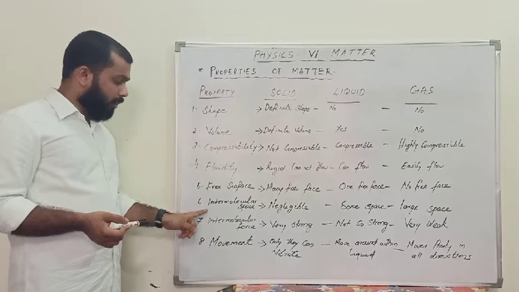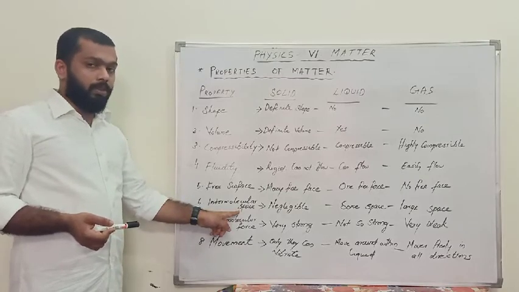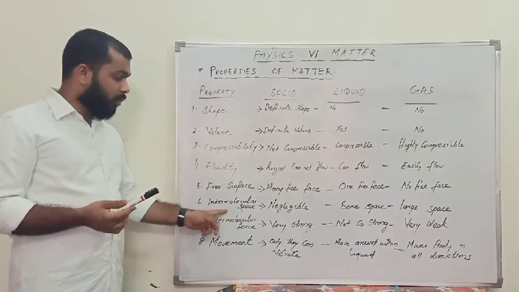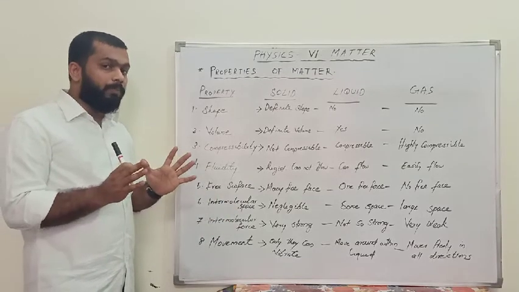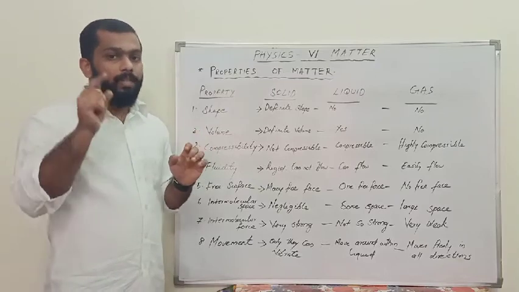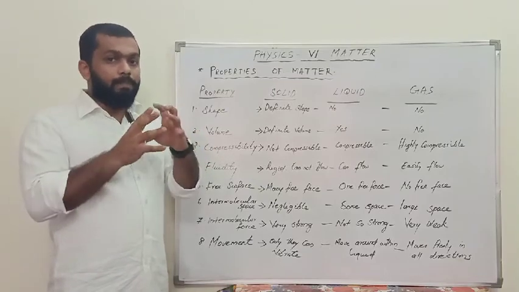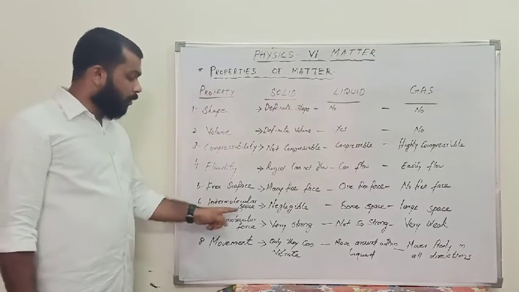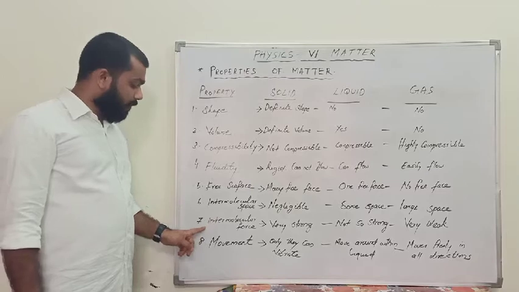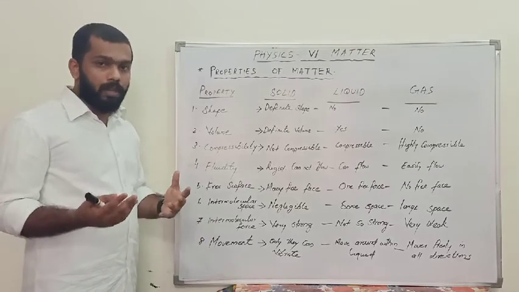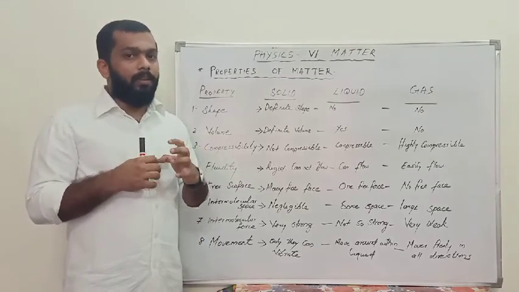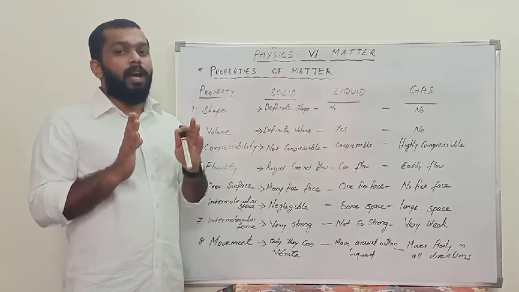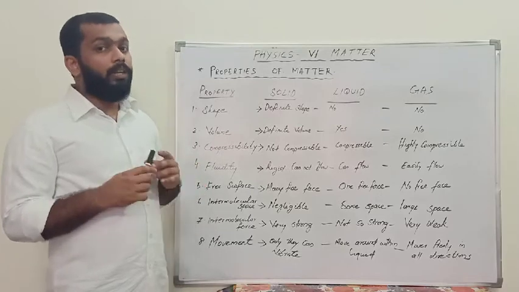Then the sixth one, intermolecular space. Last class we discussed what intermolecular space is. We know molecules are made up of atoms and these molecules are arranged in a proper order. The space between them, how much distance between them, that is called intermolecular space. Then the seventh one, intermolecular force. That means if the molecules are closer, then what will happen? The force will be high, as I said. The force of attraction between the molecules is called intermolecular force.